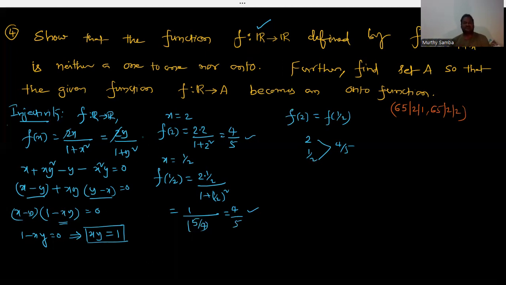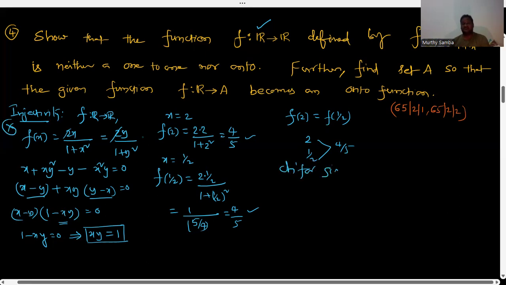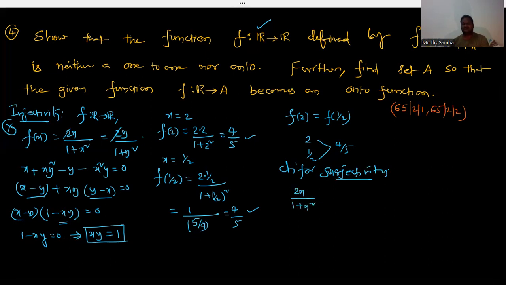So coming to check whether it is an onto function or not. Checking for surjectivity, the working rule is the same. What is that? 2x by 1 plus x square is equal to y, right? So by cross multiplication, what do you get?